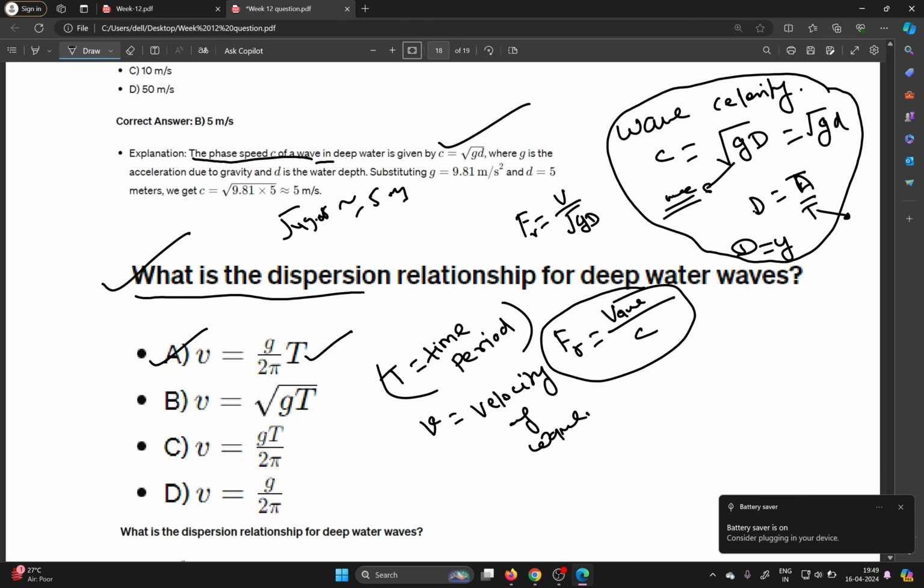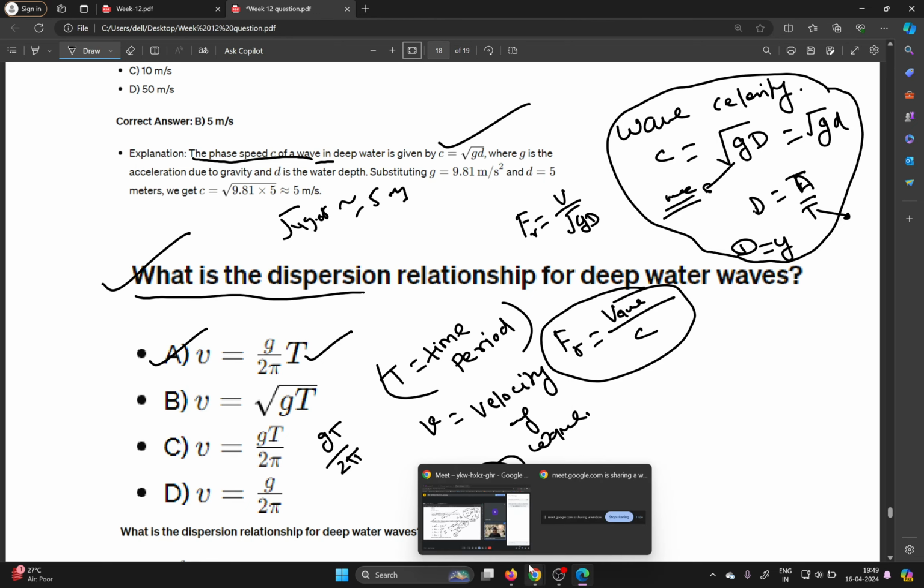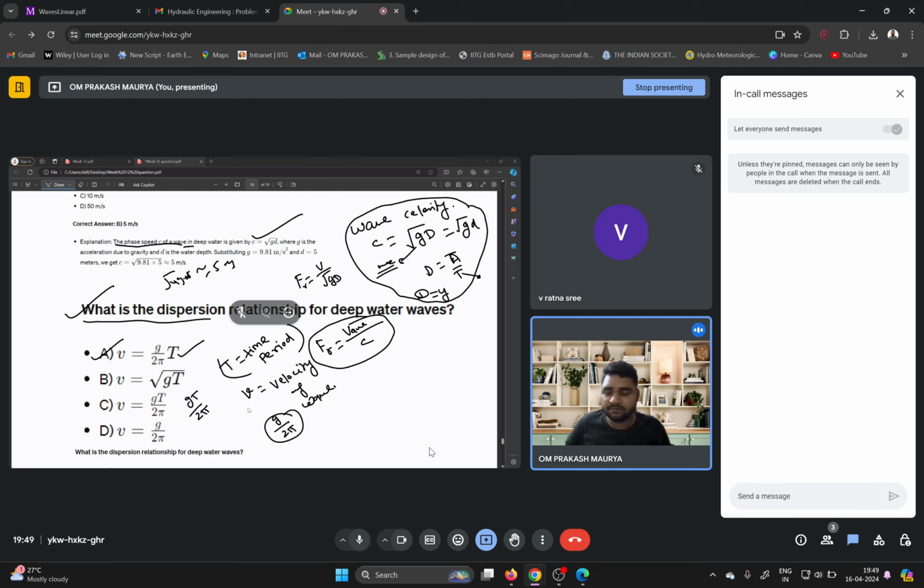Option C, gT by 2 pi. Option D is equal to g by 2. Which option is correct for this, the dispersion relationship for deep water waves? If you want, give the answer within 2 minutes, please.